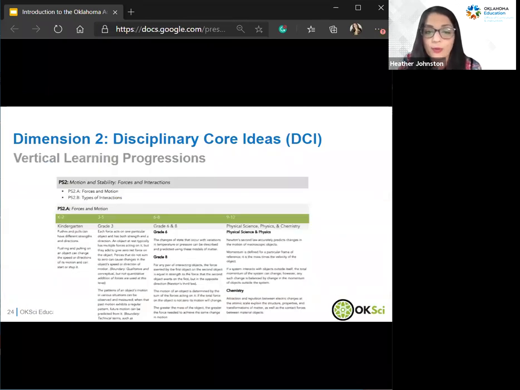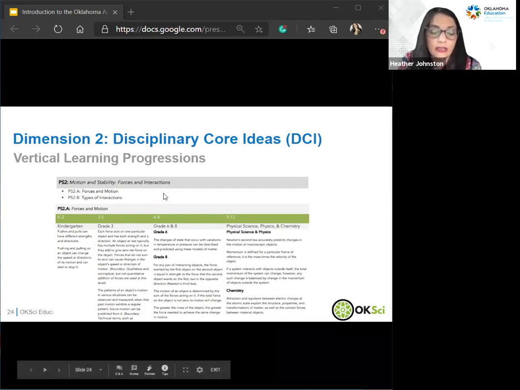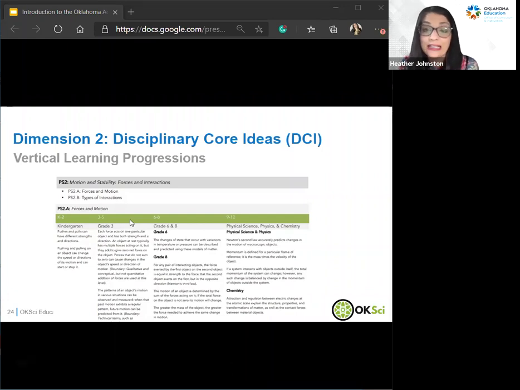We do have vertical learning progression documents for the disciplinary core ideas as well. This is an example of motion and stability. Here, as you can see, this is a screenshot of the old documents. We are currently updating the vertical progressions for the disciplinary core ideas because middle school had a lot of changes in standard placement this year. And so we just have to go in and alter, modify, update where the ideas are addressed in middle school, but that is coming.